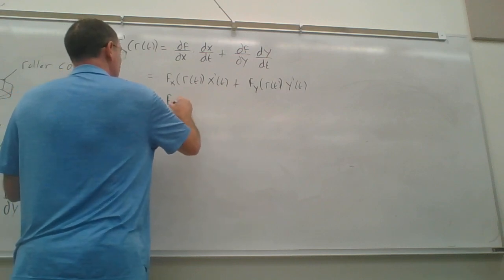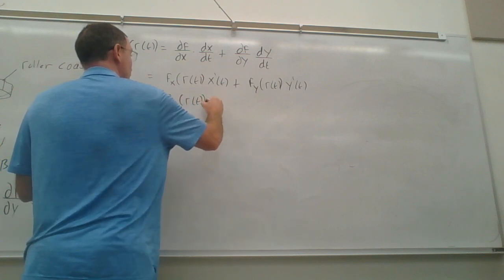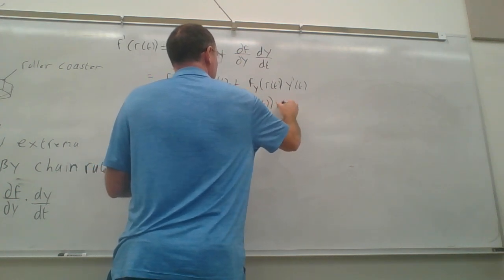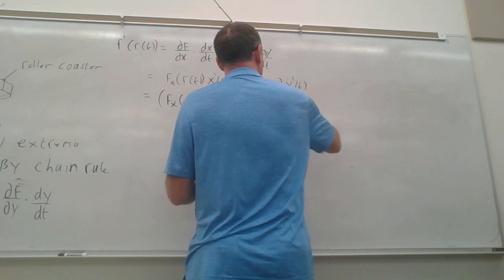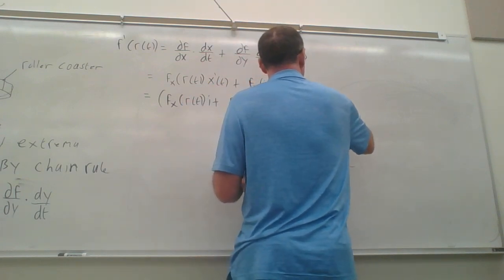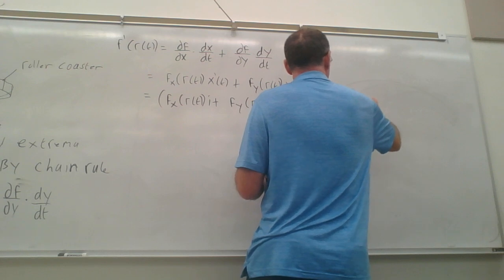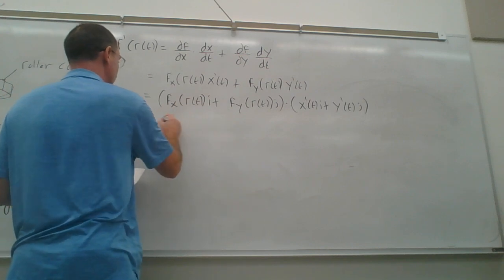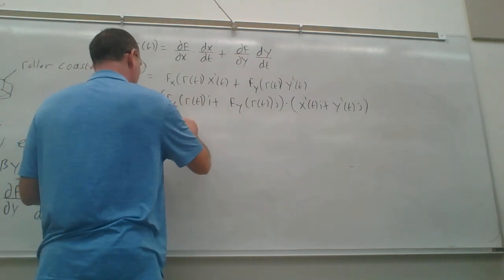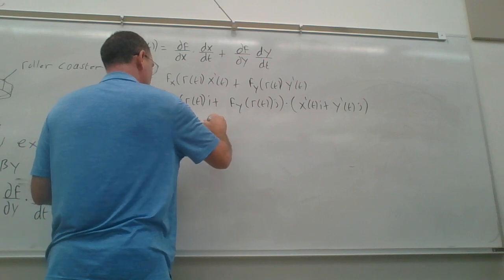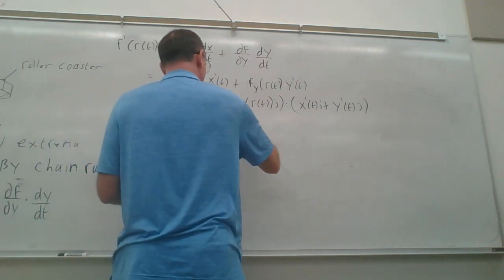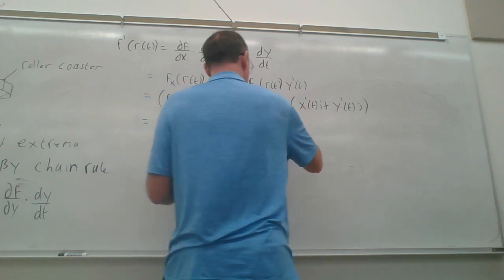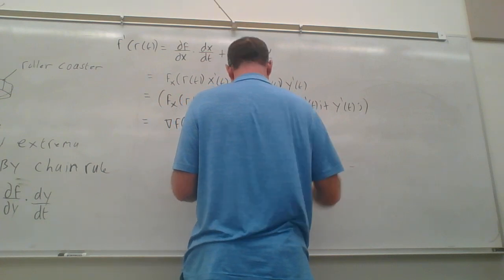So actually maybe write this first. Write it like this: f_x(r(t))i plus f_y(r(t))j dotted with x prime of t i plus y prime of t j. And this guy is the gradient. This is the gradient of f composed with r(t) dotted with x prime of t i plus y prime of t j.